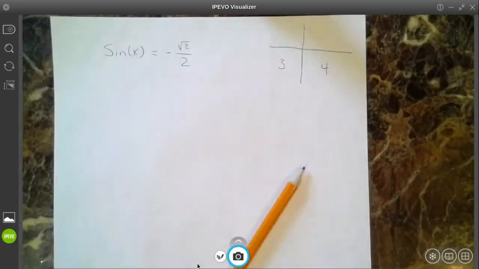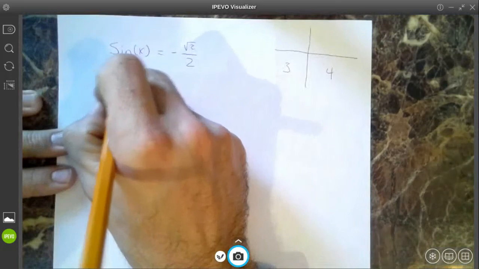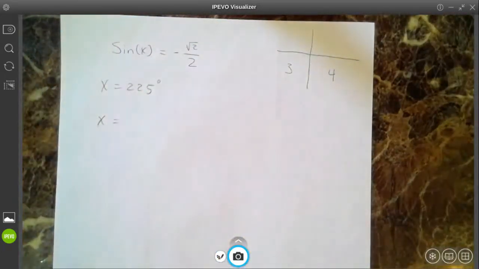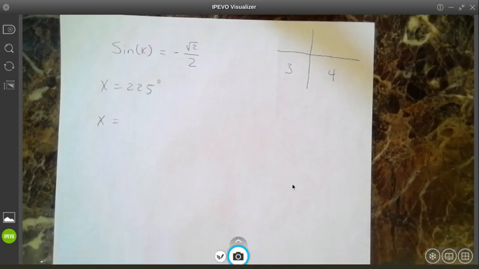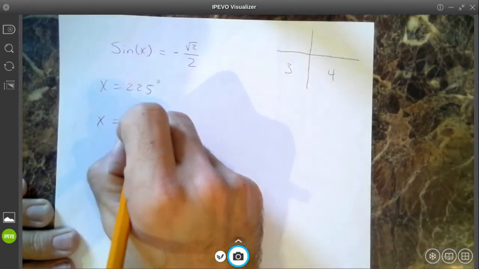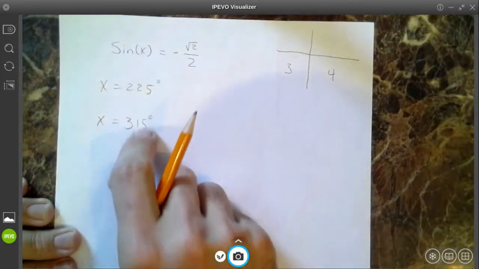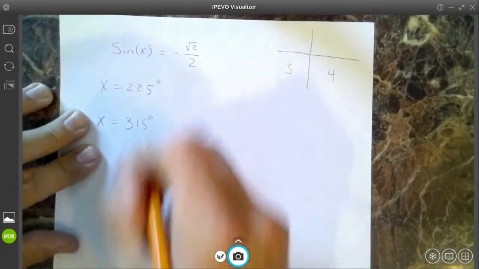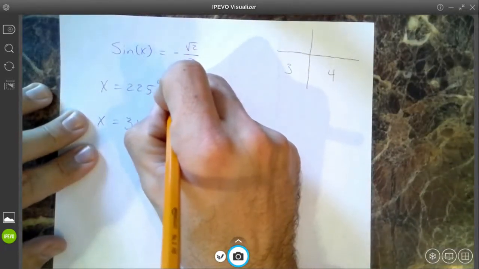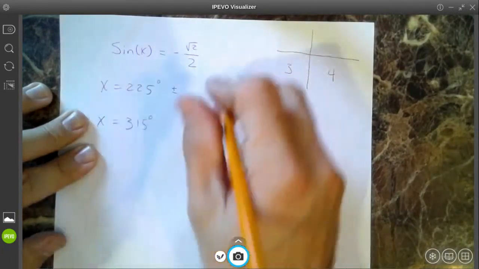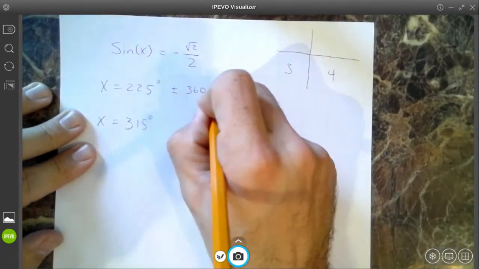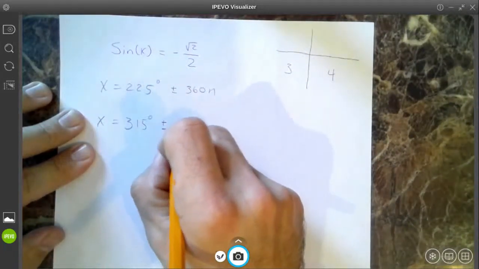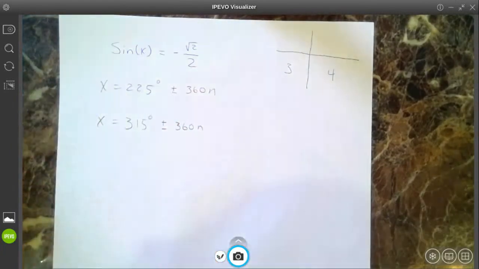Okay. So 225, that's one of them. And then the other one, was it 315? Yeah, 315. That's the other one. All right, so these are the 45-degree angles that will give us root 2 over 2 in the negative realm. These are between 0 and 2 pi. To get all of the answers, we're going to plus and minus 360 over and over and over. So this right here represents all the solutions, every single one of them.